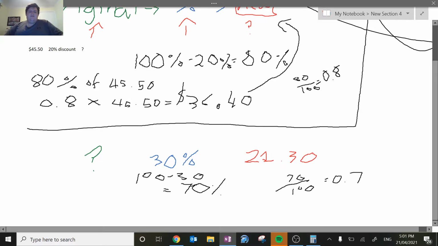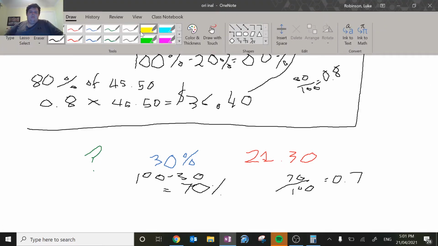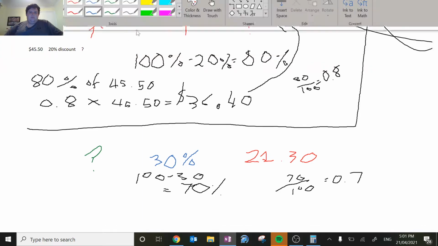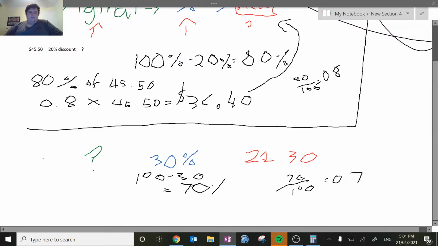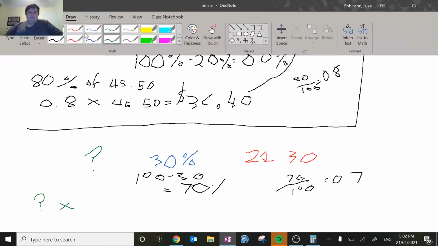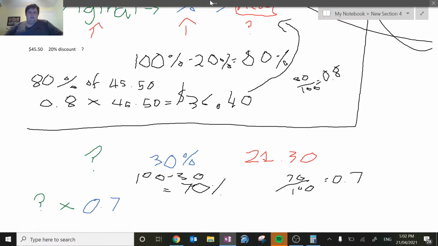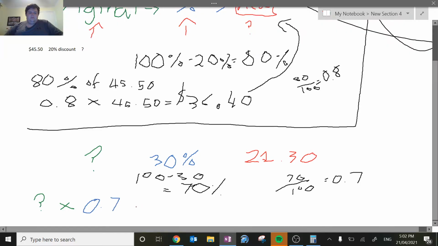And then we have a similar formula to before, right? So we don't know, similar to above where we had the 80, we don't know this value. We know that we multiply it by 0.7, which is our blue value, and then that should equal 2130. I'm going to do a little bit of algebra here, but you won't have to do this because this will always be the case.